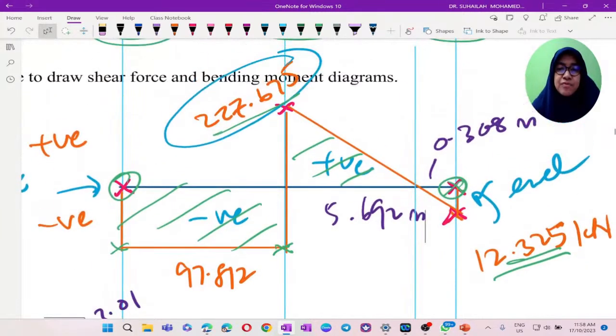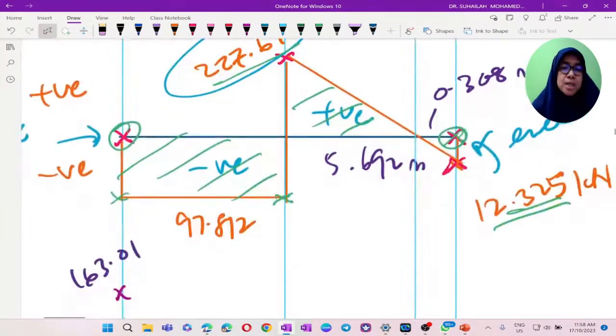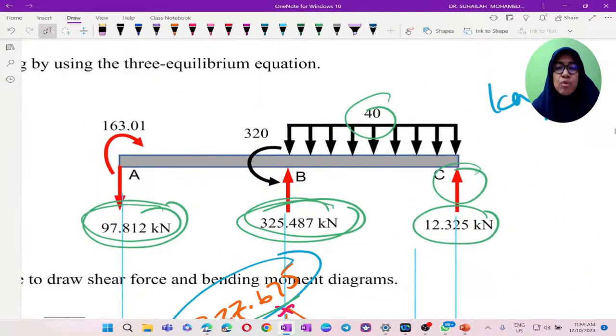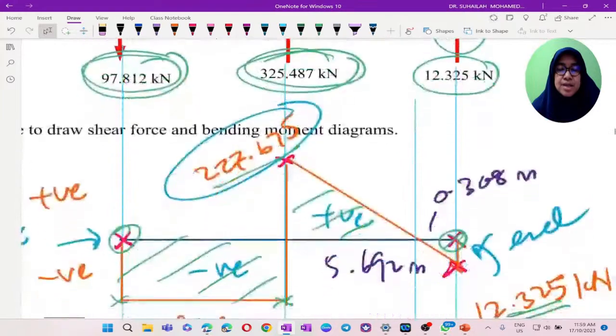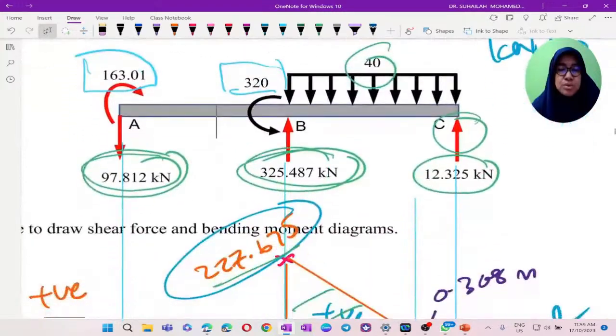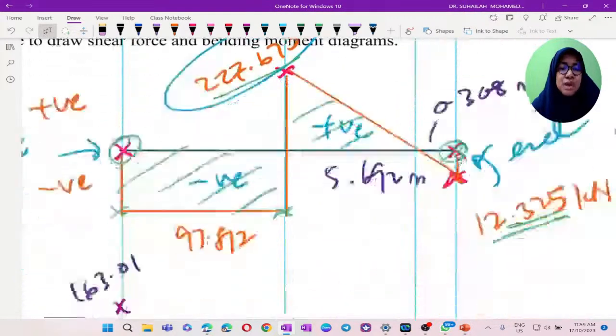Because shear force is in kilonewton, times the distance, we get moment in kilonewton meter. So now when we want to draw the bending moment diagram, we have to look at the moment value as well as the area of shear force diagram. We start with zero. Okay, we should start with not zero. We should start with 163.01 for A.